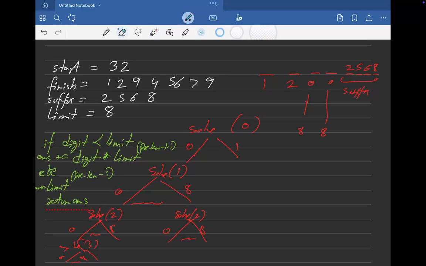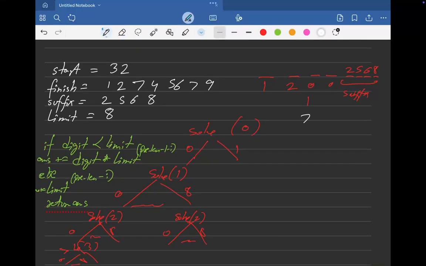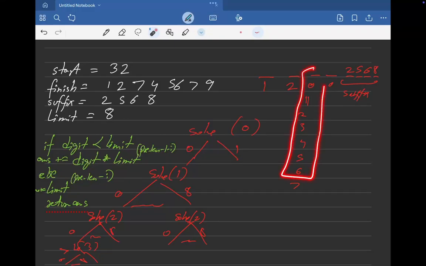So that's all for this test case. What if we have a different test case? So let me write it like this. I have 7 here, right? So again I have 0 to 7 choices: 0, 1, 2, 3, 4, 5, 6 and 7. So if I place 6, this is 7 choices, I have 7 choices, multiplied by 8 that I can place here, 8 raised to power 1, only one slot left for 8.